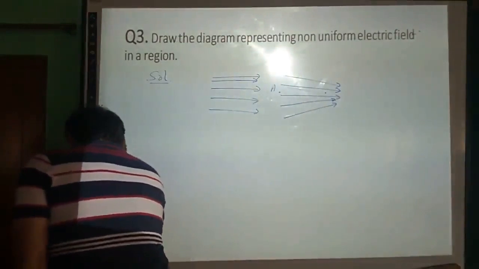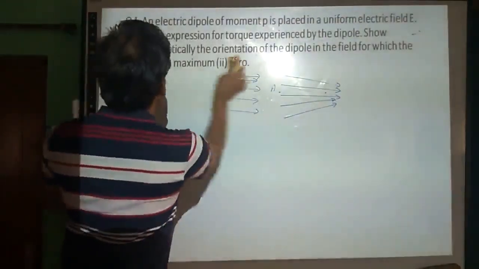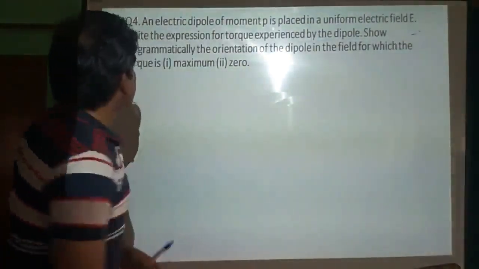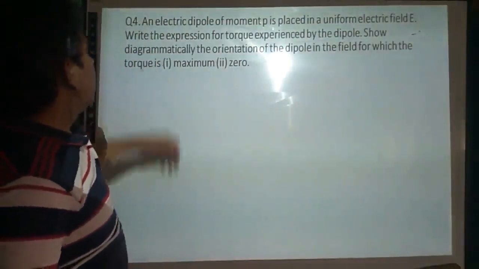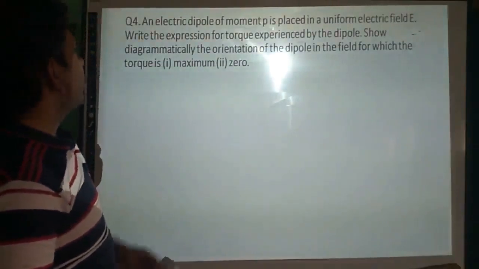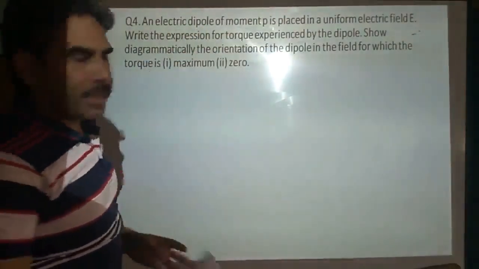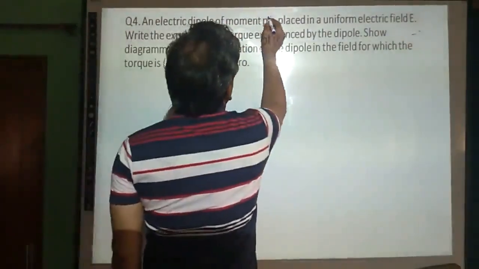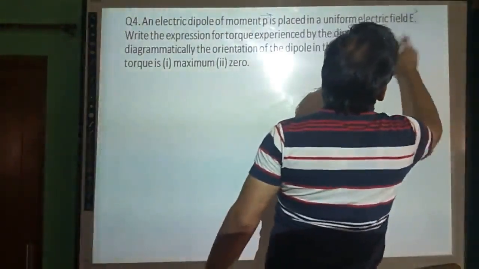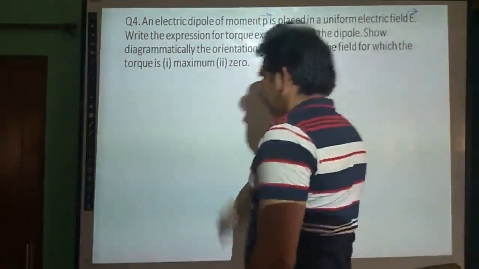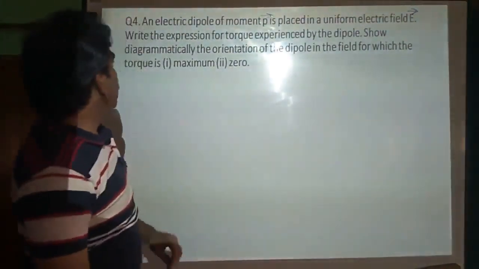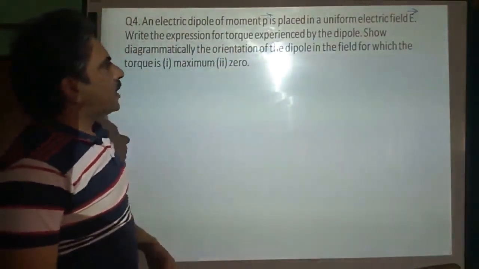Let us take another question. This is also an interesting question. An electric dipole of moment P is placed in a uniform electric field E. There is an electric dipole having dipole moment P. It is placed in some uniform electric field E, right? So write the expression for the torque experienced by the dipole.